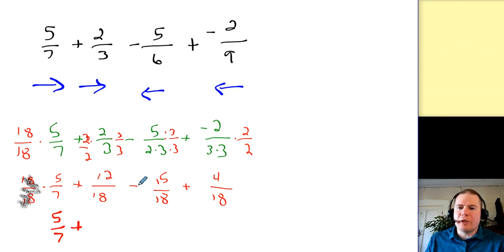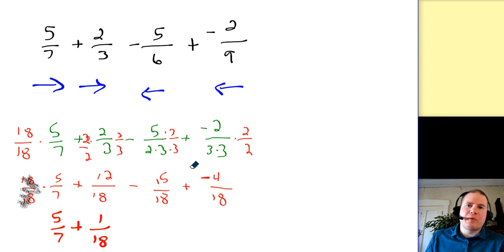Okay, 12 minus 15, that's negative 3. Negative 3 plus 4 is 1. Or I could say 12 is, wait a minute, I forgot my negative sign. Okay, well, let's do this in real time.